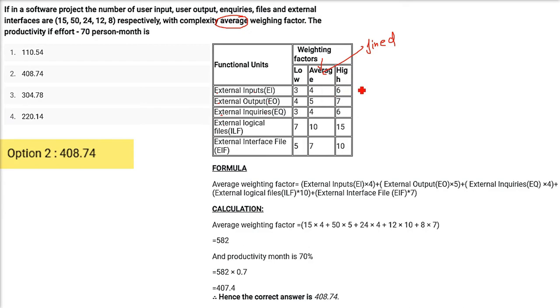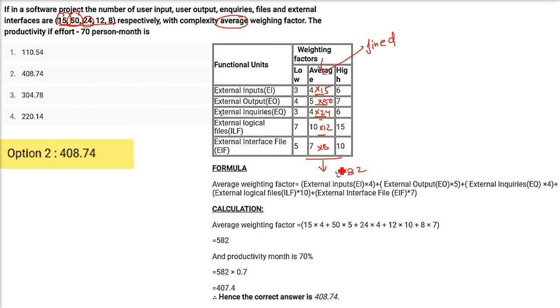So 4 is given, now multiply 4 with 15. Just convert it into a column and multiply the middle column with this column. 4 into 15, then 5 into 50, then 4 into 24, then 10 into 12, then 7 into 8. Multiply and add, and when you add them, you are going to get 582.